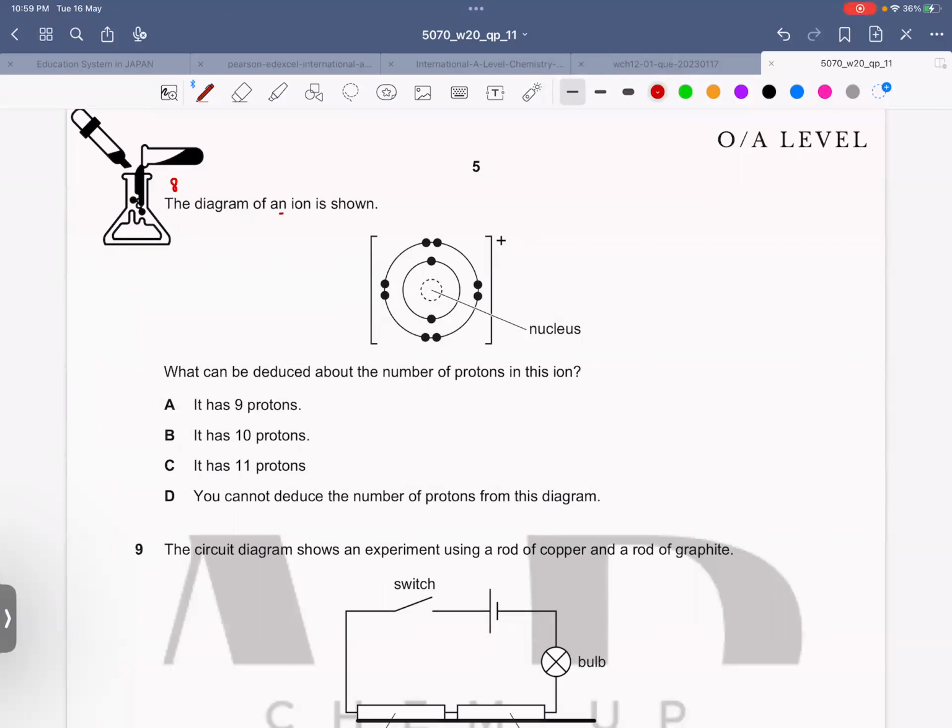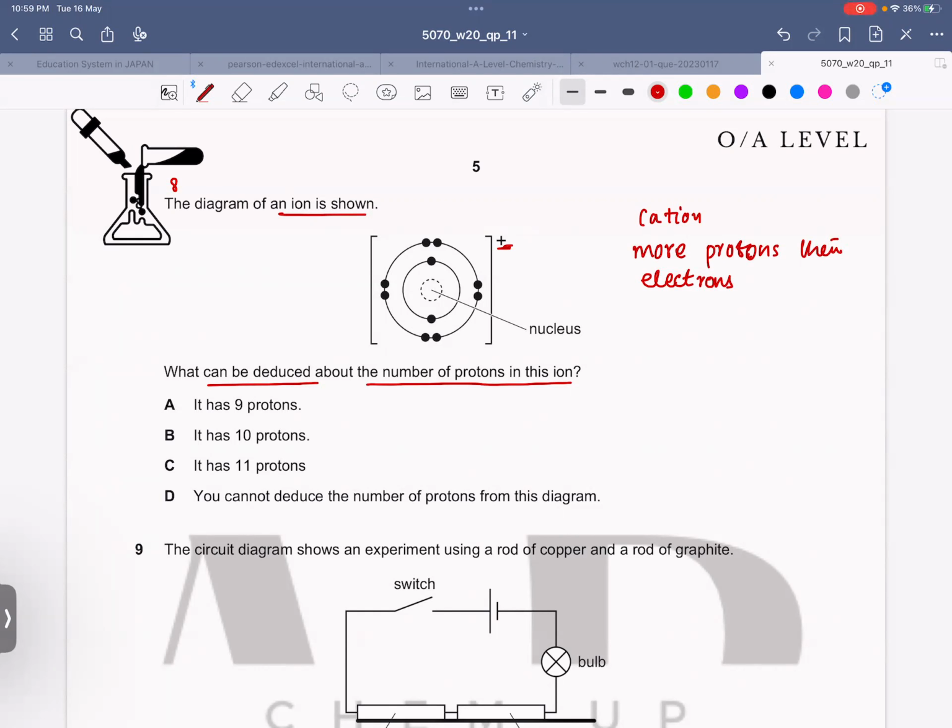The diagram of an ion is shown. Here we have a positive charge, which means it's a cation, and cations always have more protons than electrons. What can be deduced about the number of protons in this ion? Okay, so we can easily figure out how many electrons it has.